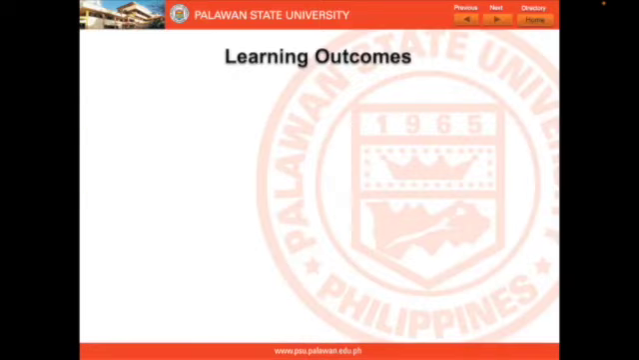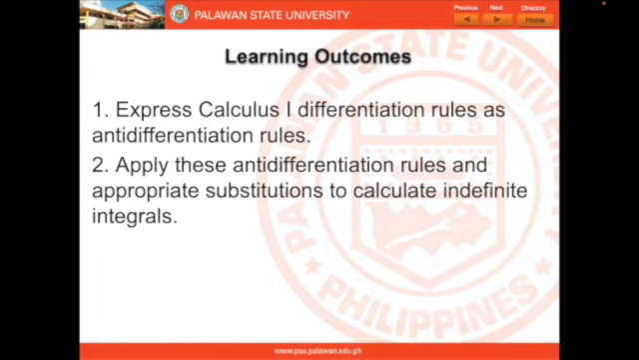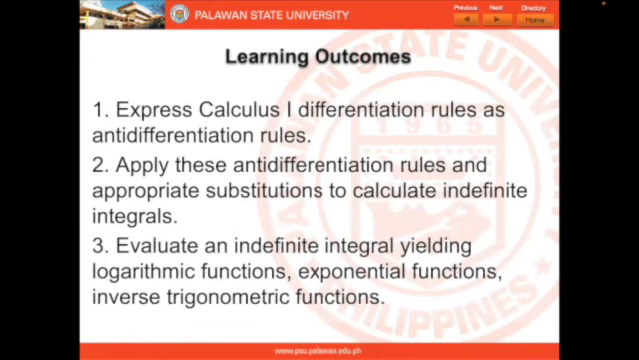So for our lesson for today, these are the learning outcomes. Number 1 is still to express calculus 1 differentiation rules as anti-differentiation rules. Number 2, apply these anti-differentiation rules and appropriate substitutions to calculate indefinite integrals. And number 3, evaluate an indefinite integral yielding logarithmic functions, exponential functions, and inverse trigonometric functions.